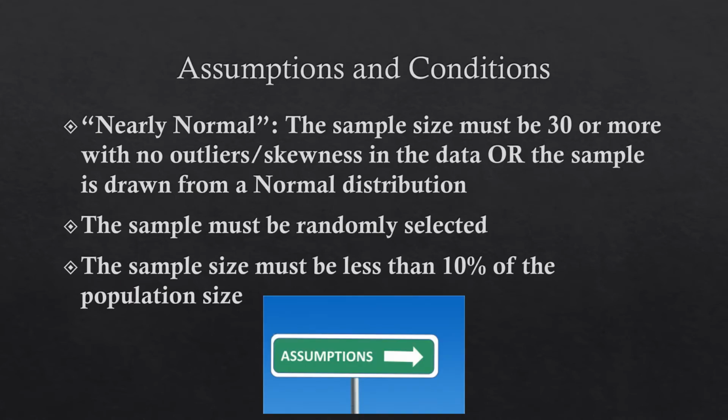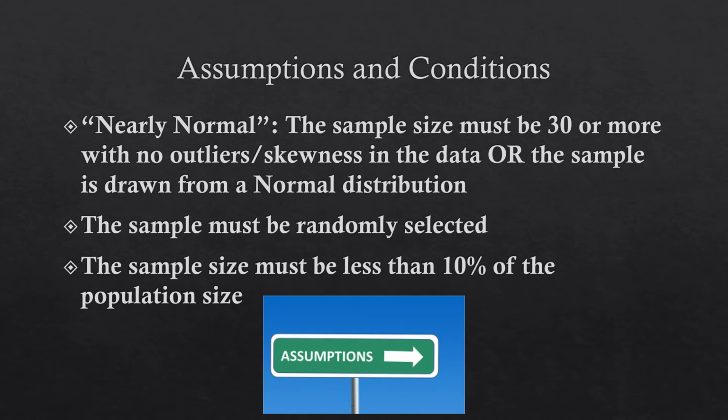Just like last unit, we do have some assumptions and conditions that need to be checked before you can actually do a test or an interval. Luckily, 2 of the 3 conditions are exactly the same as before. We first need to make sure that we have a randomly selected sample. The other one is still that 10% condition, so our sample size has to be less than 10% of our population size.